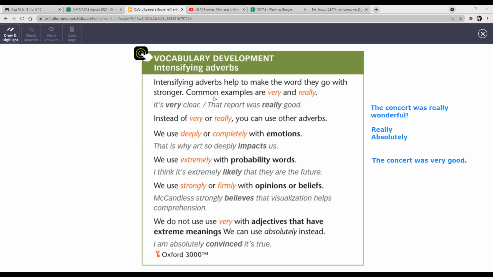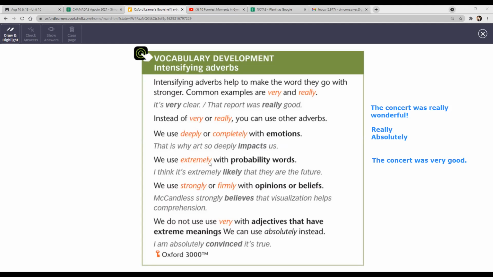Now, let's see some other options to intensify some adjectives. We have here deeply or completely. When do I use those? We use deeply or completely with emotions. Can you read the example, please, Giovanna? That is why art so deeply impacts us. Very good, thank you. In this sentence, I'm expressing a kind of feeling. It's a kind of emotion. Impacts is an emotion. It has a strong impact. So I'm describing a feeling, an emotion.